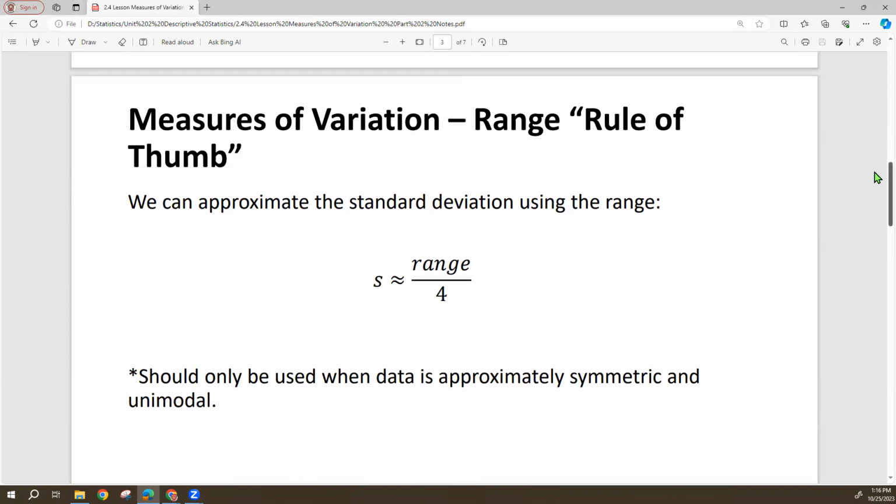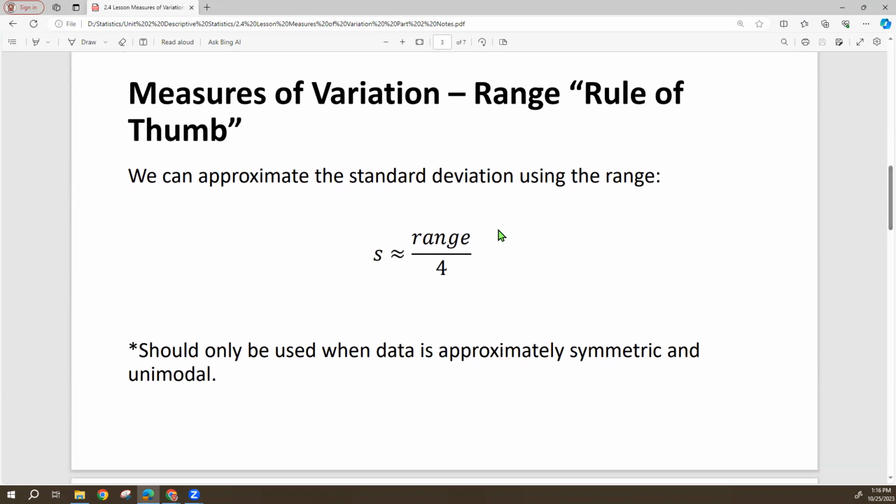We can also estimate the standard deviation. The standard deviation is a bit of a tricky calculation if we wanted to do that by hand. Excel helps us, or other technology helps us calculate those values. But if we wanted to do a quick estimate of what the standard deviation is, we could use this rule where we can approximate it, not exactly, but we can approximate it using the range and dividing it by 4.